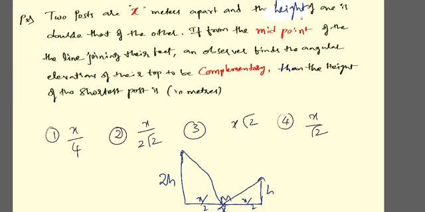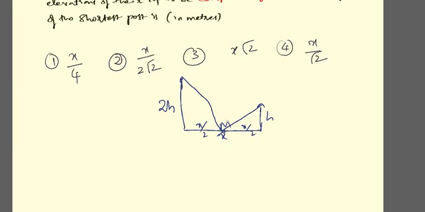So what are the angles of elevation, friends? So from the midpoint, the observer finds the angles of elevation to the tops are complementary. Yes, it is given complementary. What is the meaning of complementary, friends? Let us say this angle is theta, then this angle will be equal to 90 minus theta.